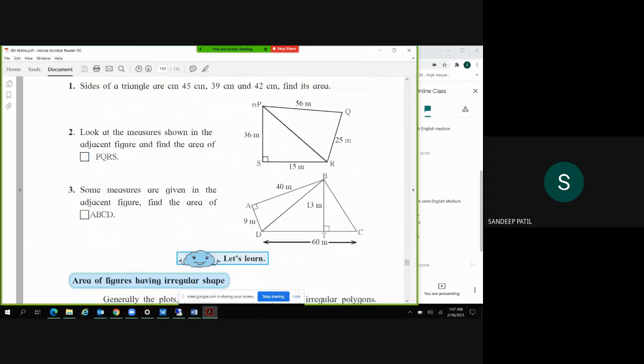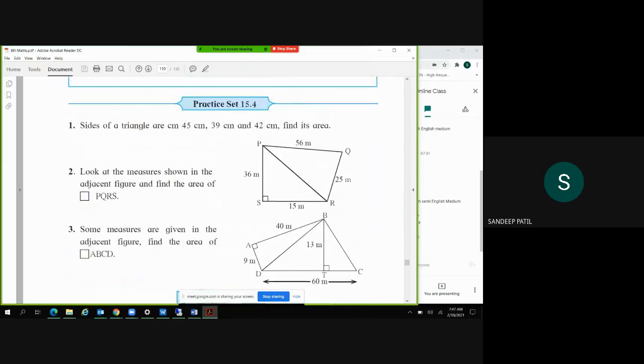These are the practice sets. You can try this practice, try to solve these problems. And if you find any issue, you can ask me in the next lecture. So it is pretty straightforward problems. So problem number 1, we can see the sides of the triangle are given. We can use Heron's formula directly.